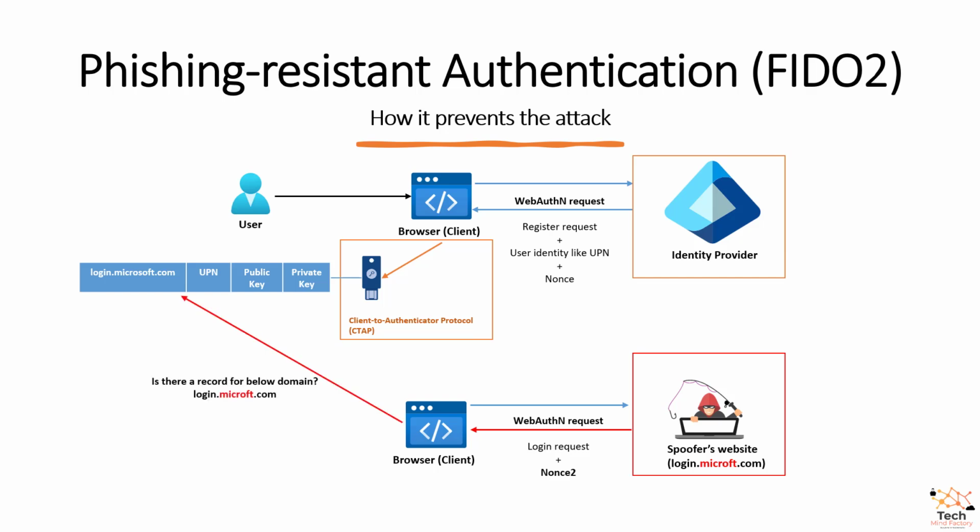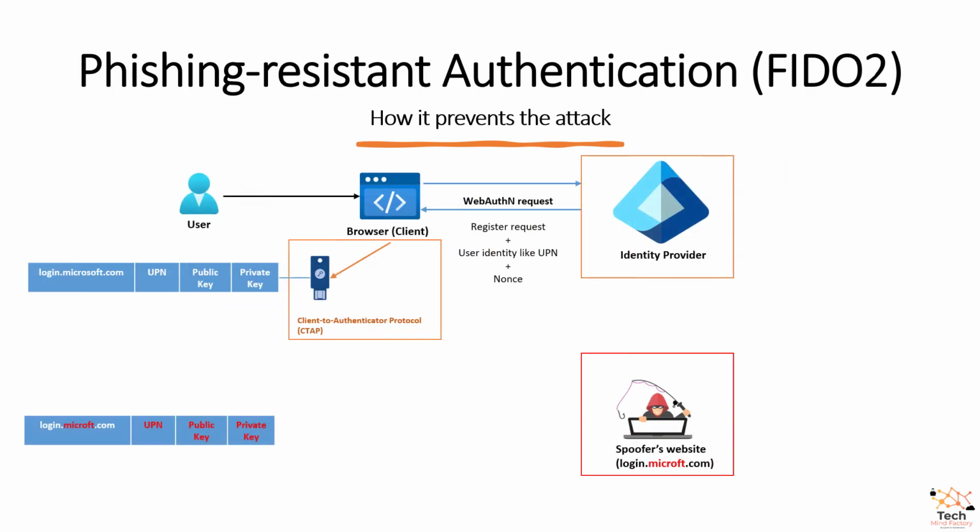What will happen there? The browser, using the WebAuthn API and the client to authenticator protocol, will make a check. Is there a record for the domain loginmicrosoft.com? No, there is not. There is only a record for login.microsoft.com. So basically, a new registration will be created. So loginmicrosoft.com will land on the device in the storage for this UPN for the user, and a new public key and private key will be generated. It's super important to mention that, yes, we can say there is a new registration created for this fake loginmicrosoft.com domain, but let's see what will happen then.